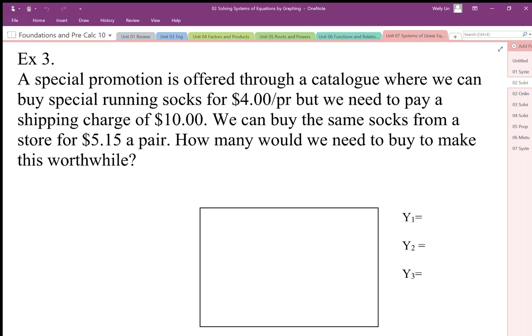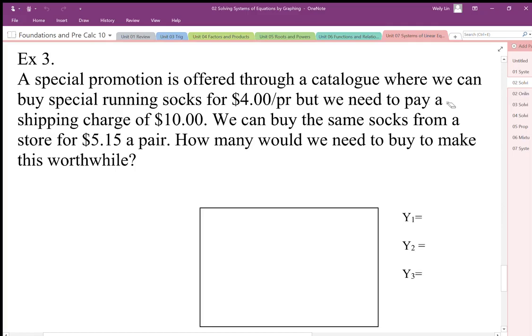Here we have a system of equations based on a word problem. So the word problem is a special promotion is offered through catalog where we can buy special running socks for $4 a pair. So it looks like here that my change in Y over my change in X, or my slope, is dollars to pairs of socks. So it looks like that's what I'm comparing.